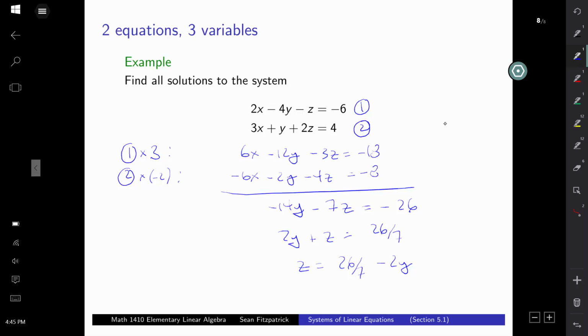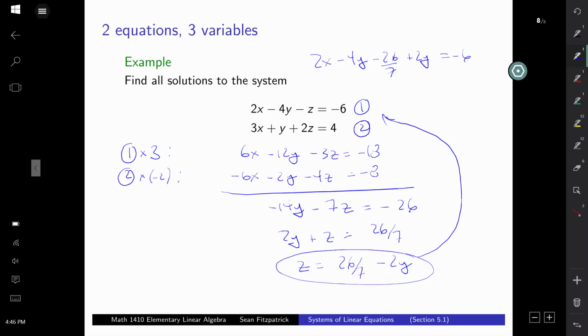I could then say, well, if I can write z in terms of y, then I could probably solve for x in terms of y. I could take this and plug it into here. But the best I can do is I could eliminate y, right? Or I could eliminate z, right? So I could plug that in there. I would get 2x minus 4y minus 26 over 7 plus 2y is equal to minus 6.